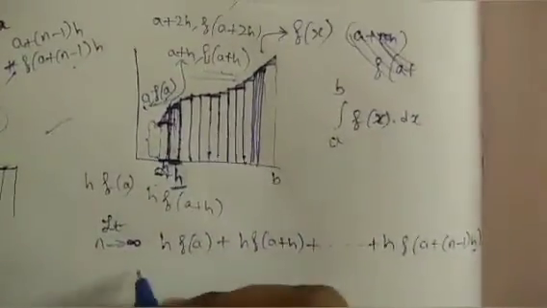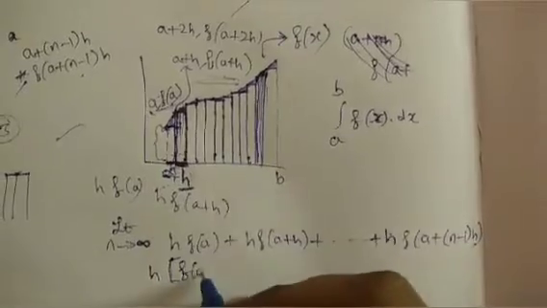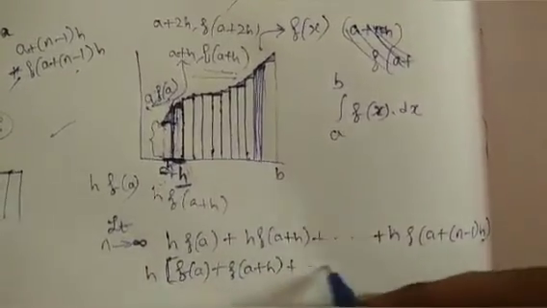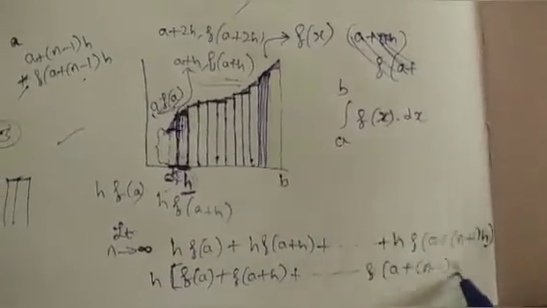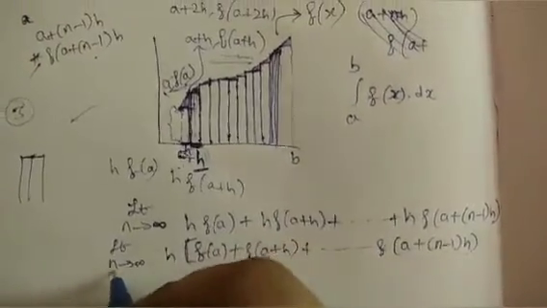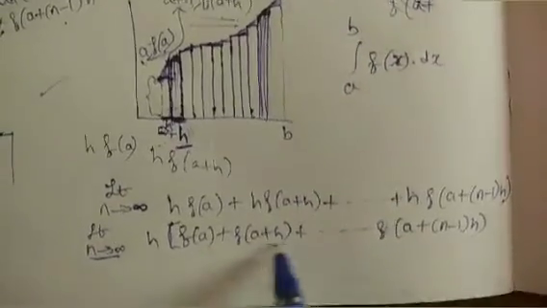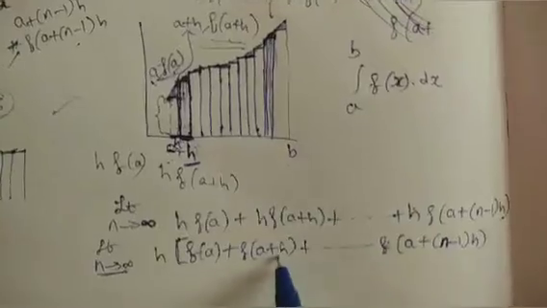So we can take h common outside, so this will be f of a, f of a plus h, and so on up to f of a plus (n minus 1) into h. Now the limit is n tends to infinity, but in these terms we don't have n; only in this term we have n. But in all terms we have h, correct, h everywhere.